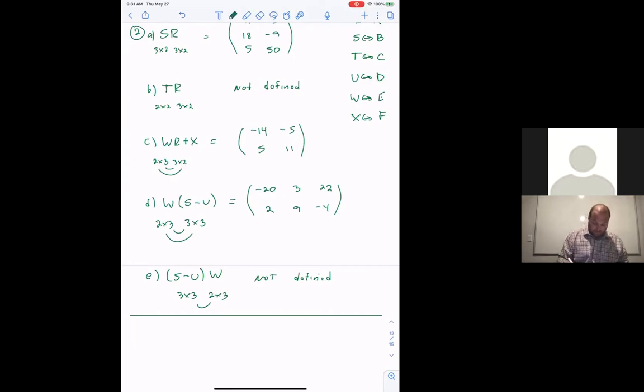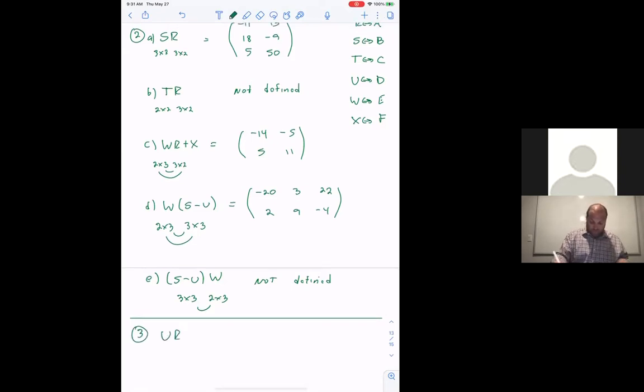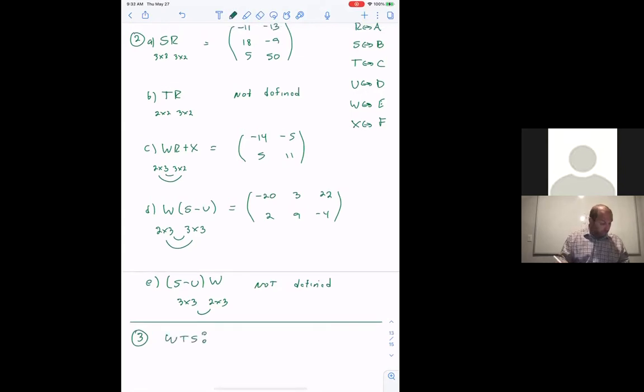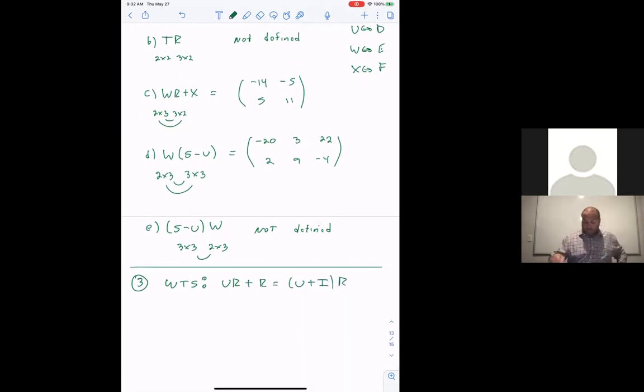Question number 3 now. It says, use the properties of matrices to show that, we're going to pretend we don't know this, the goal is to show that UR plus R is equal to U plus I times R. So we want to show this is true. Now, we don't want to actually do the math, but then it says verify your answer. Verifying your answer means do the math, but we want to do it first via the properties of multiplication. So we want to turn one of these into the other.